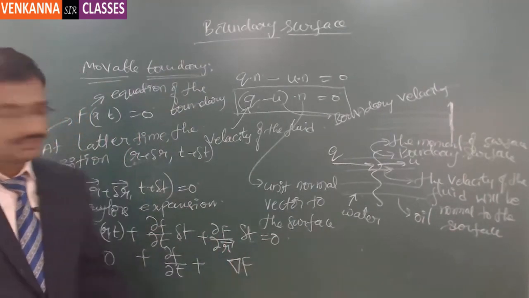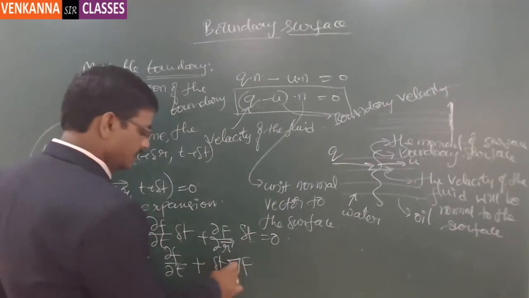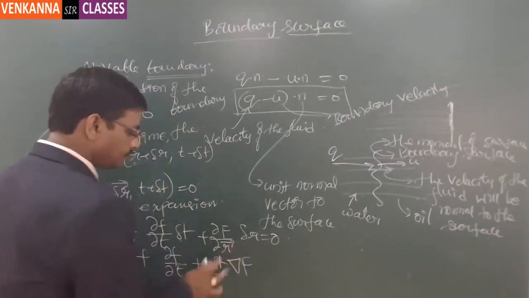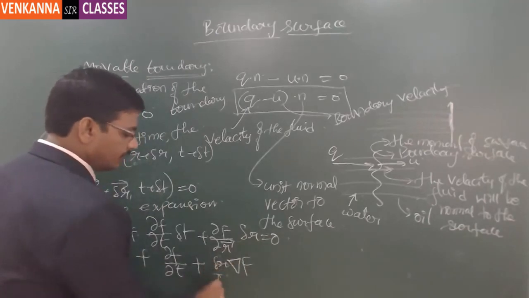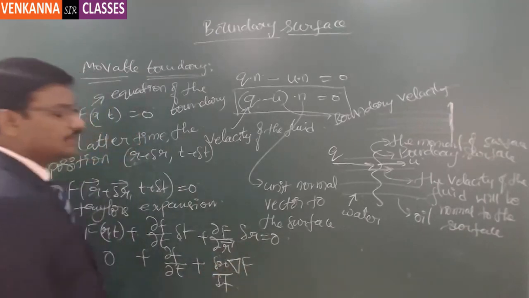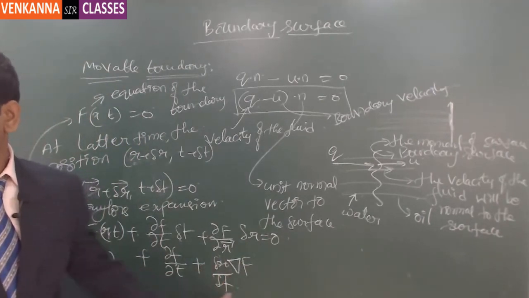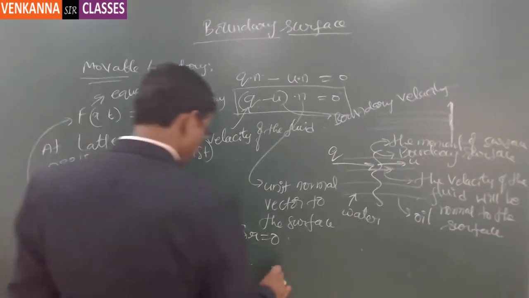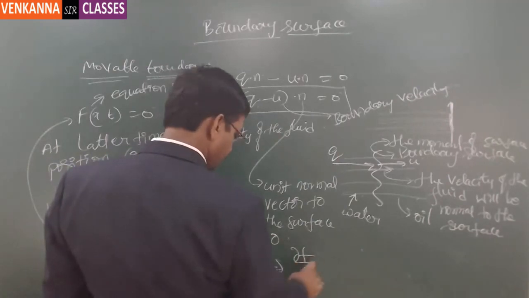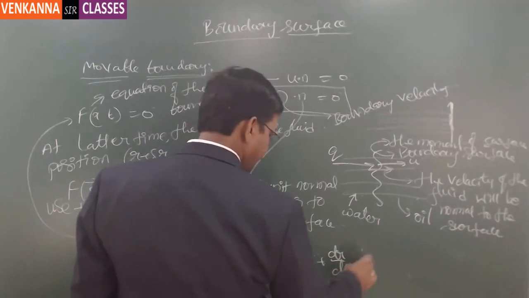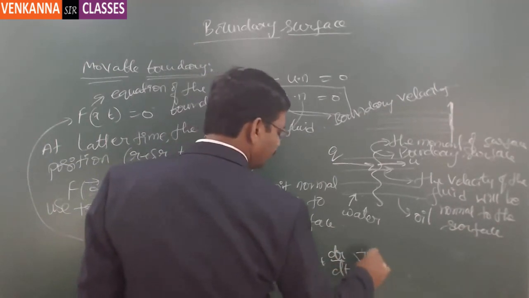So ∂f/∂t into Δt, Δr, Δr divided by Δt. As Δt and Δr are almost tending to 0, you can replace this with dr/dt. So this will be ∂f/∂t plus dr/dt into ∇f.